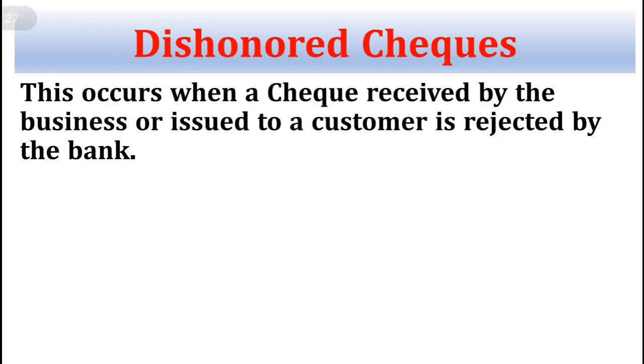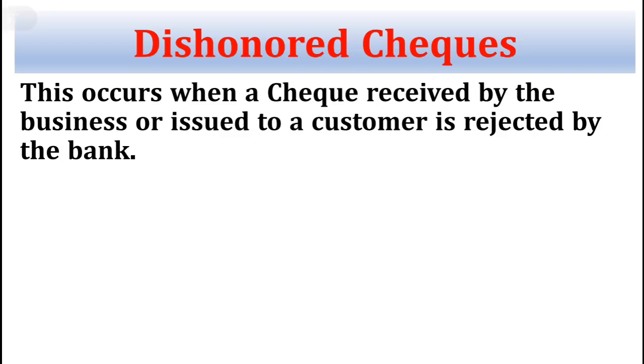Dishonored check. If you are talking about a dishonored check, this occurs when a check received by the business, or a check issued to the customer, is rejected by the bank. The business received the check, they debit the cash book that they have received the money, they tender the check to the bank, and the bank rejects the check, which means the money will not be added to the balance in the bank. As a result of that, the amount in the cash book will be higher than the amount that will appear in the bank statement.